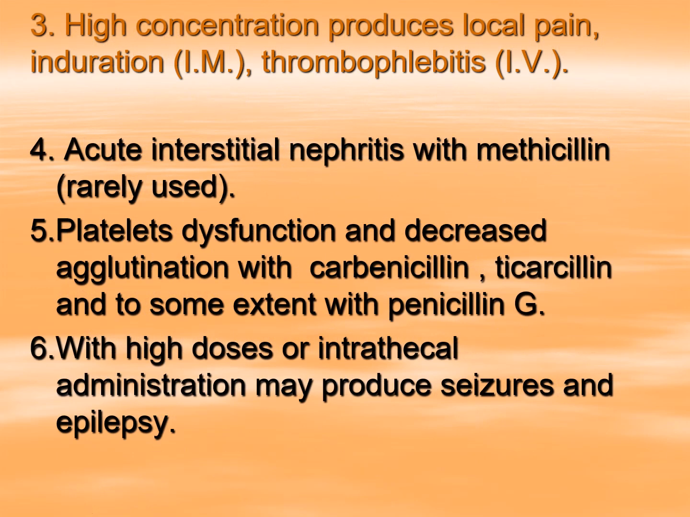Very high concentration intramuscularly produces local pain and induration at the site of injection, and intravenous preparations may produce thrombophlebitis. Acute interstitial nephritis with methicillin. Carbenicillin, and ticarcillin, and very large doses of penicillin G may cause platelet dysfunction and decrease platelet aggregation. If penicillin is given in very high doses or intrathecally, it may produce seizures and epilepsy.